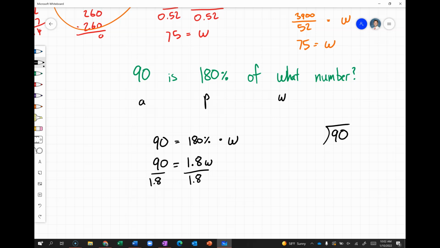Again, if you're dividing by that decimal 1.8, we need to move our decimal till we have a whole number. So that becomes 900 divided by 18. 18 goes into 90 5 times. And 18 goes into 0 0 times. So 50 is equal to W. And 90 is 180% of 50.